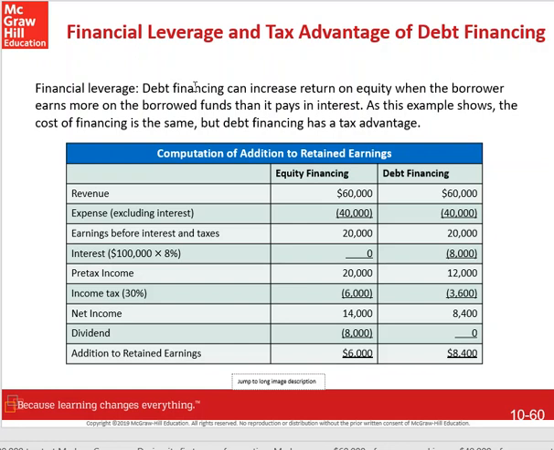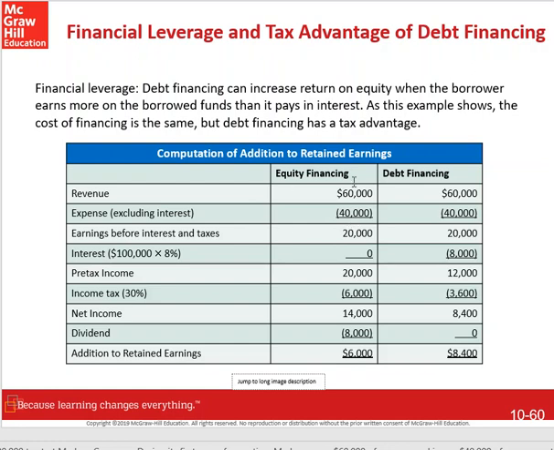So let's say a company says, okay, we need some money, and we can either get it by taking on debt or by issuing more stock, which would be equity financing. So they've laid out this hypothetical situation. So either way, the company has revenue of $60,000, and they have expenses, excluding any interest, of $40,000. So their earnings before interest and taxes, what we call EBIT, is $20,000.